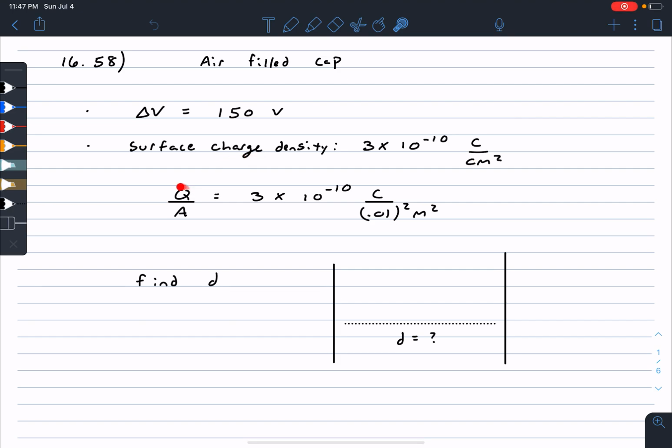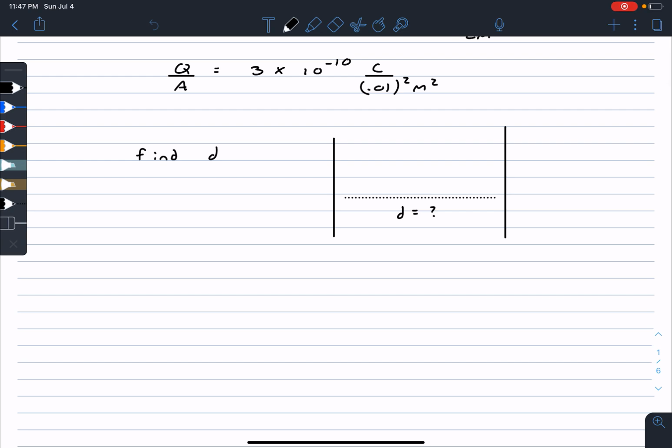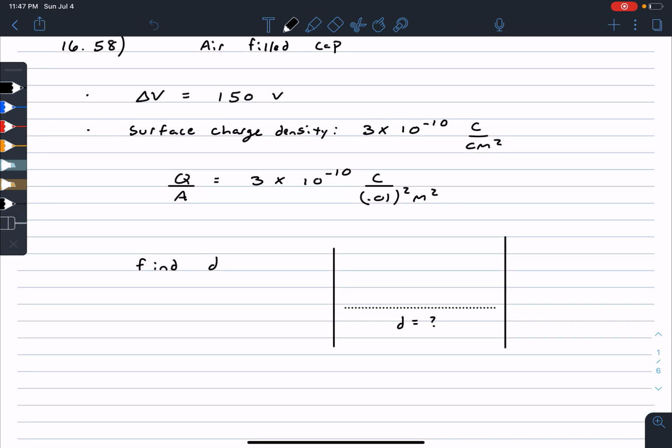Well, we have a charge over an area. So that's a surface, right? So the surface is going to give you an area. So charge over area, 3 times 10 to the negative 10 coulombs over 0.01 squared. This is your conversion factor to meters squared, right? And now we want to find the distance between the plates in the capacitor. Okay, so again, surface charge density is just charge over area.